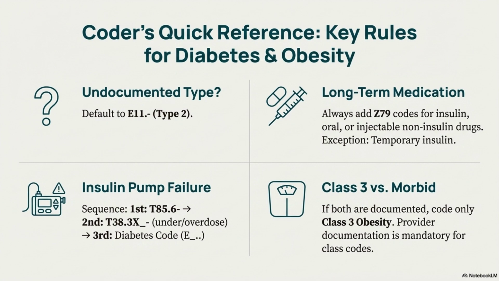Let's finish with a few key takeaways to keep top of mind. When the type of diabetes isn't documented, default to E11 for type 2 diabetes. Always assign the appropriate Z79 codes when the patient is on long-term diabetes medications. For insulin pump malfunctions, your sequence should include T85.6, the correct T38.3X code, and then the appropriate diabetes diagnosis code. And for obesity coding, remember that class codes can only be assigned when the provider documents the obesity class. Following these rules helps maintain coding accuracy, reduces audit risk, and supports clean, compliant claims.